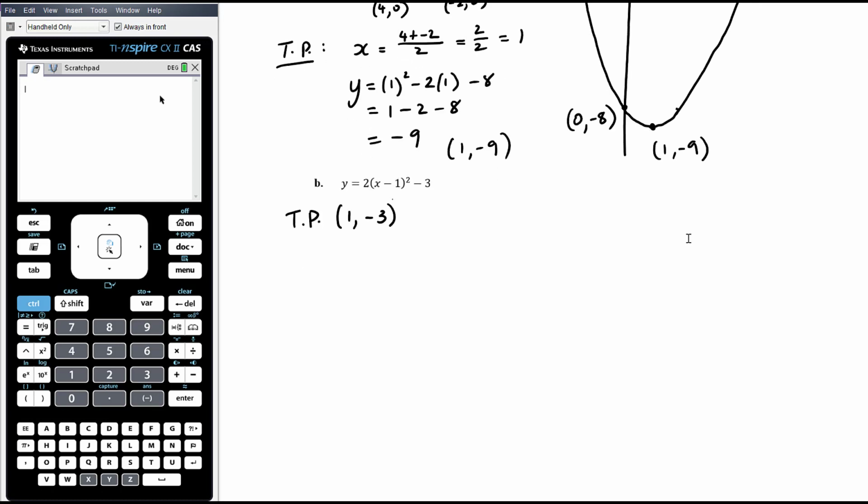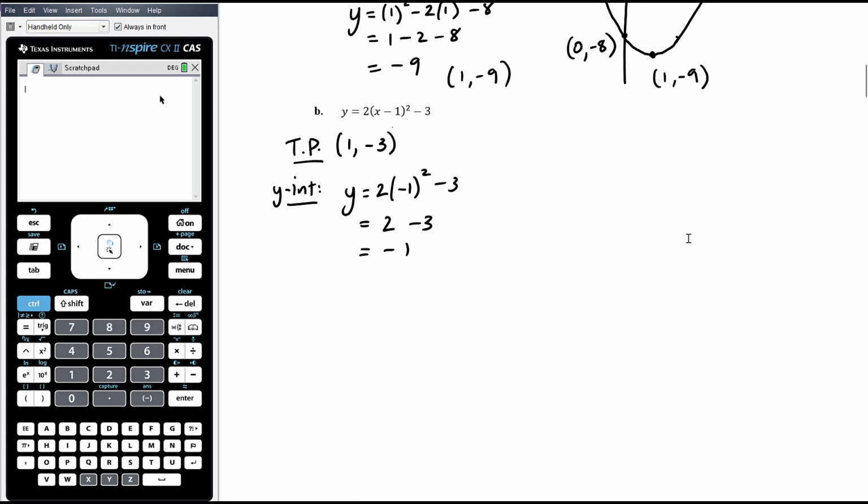For my y-intercept, I'm going to let x equal 0. So 2 times 0 minus 1, so it's negative 1 squared, minus 3. Negative 1 squared is positive 1. 1 times 2 is just 2. So my y-intercept is at negative 1, so that's going to be 0, negative 1.